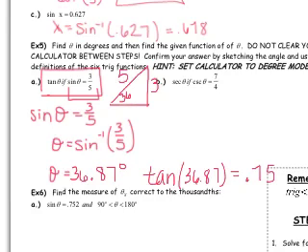So if you finish the picture, we know this is a 3, 4, 5 triangle, and it makes sense that tangent of that theta is 3/4, which is 0.75.